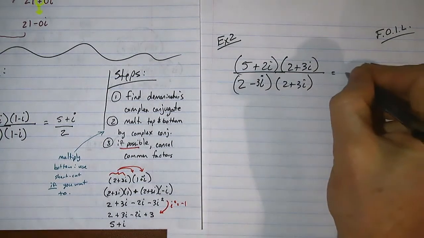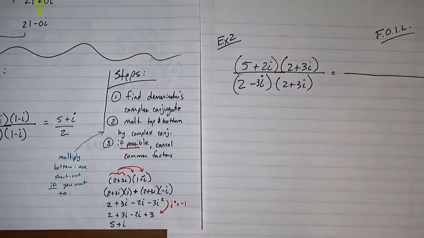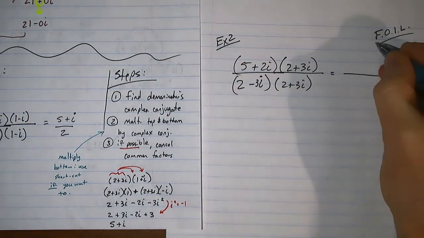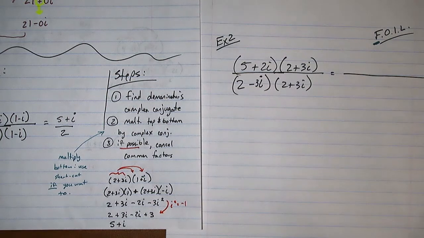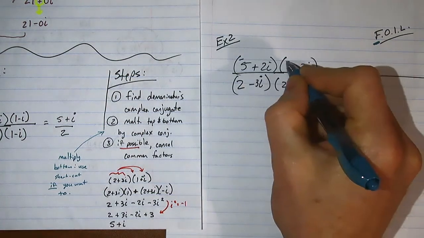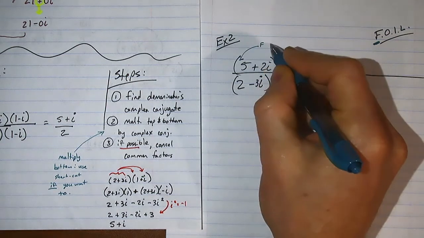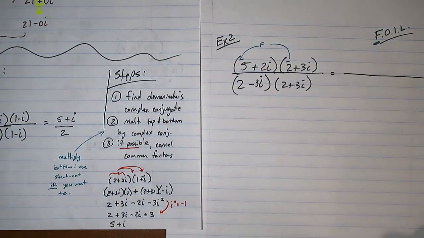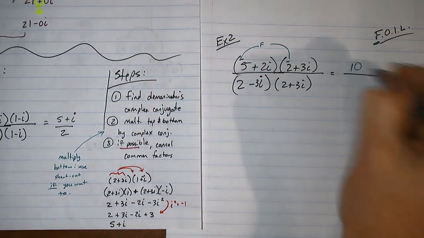So in the top, when I do FOIL, remember FOIL stands for first, outside, inside, last. So when I do my first, I'm going to do that with this particular color. In the top, the first is a 5 and a 2. So there's my first, 5 times 2, and that's going to give me 10.